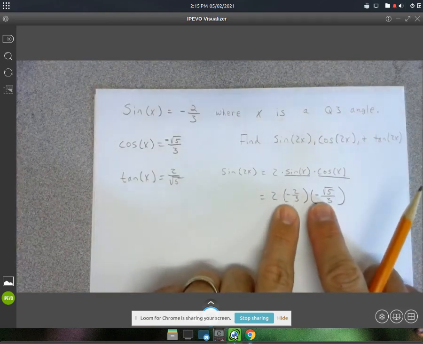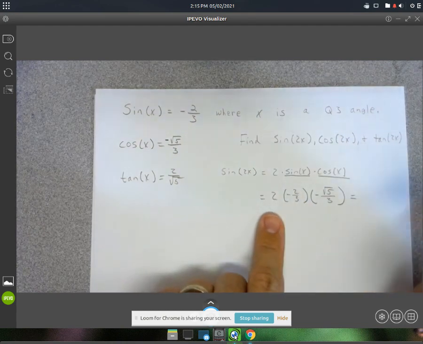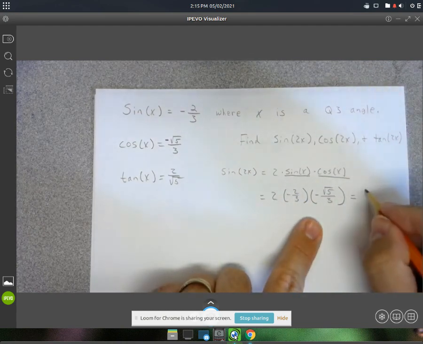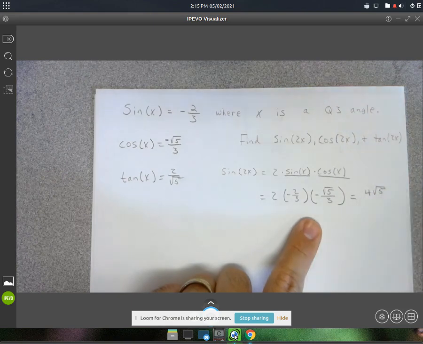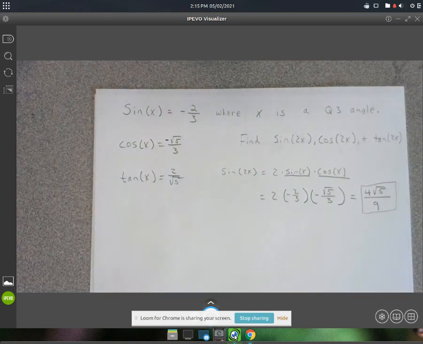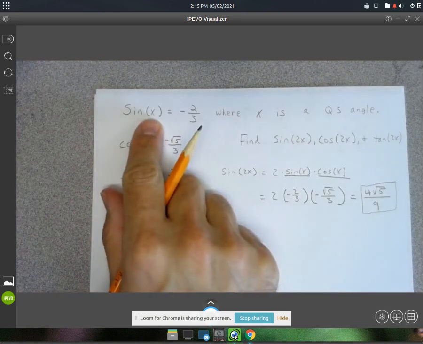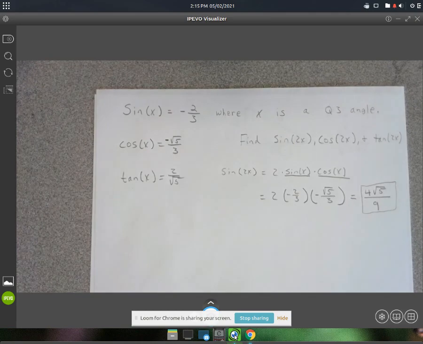I got 2 negatives, so the final answer is a positive. And we're going to have 2 times 2 times root 5, so 4 root 5 is our numerator, and then a 9 as the denominator. Okay, so there's our sine of 2x. Notice, and this is kind of important, we started with an angle that was in quadrant 3, and when we doubled that angle, it takes us out of quadrant 3. Hopefully that makes sense.